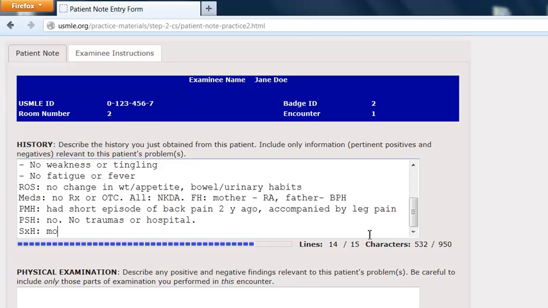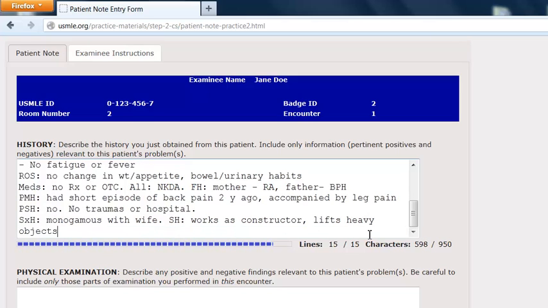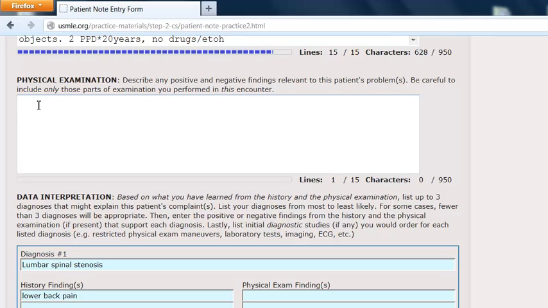Sexual history. And we have one more line, but we can type here to save space. And let's go to our physical findings.